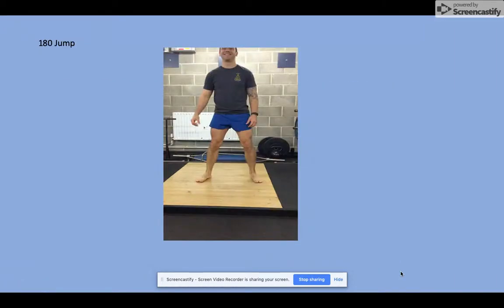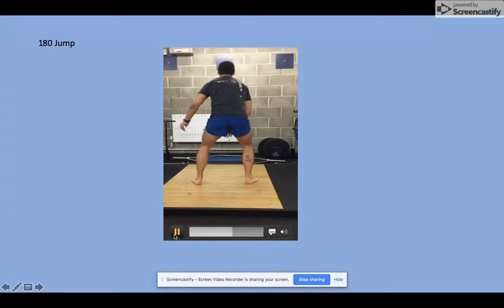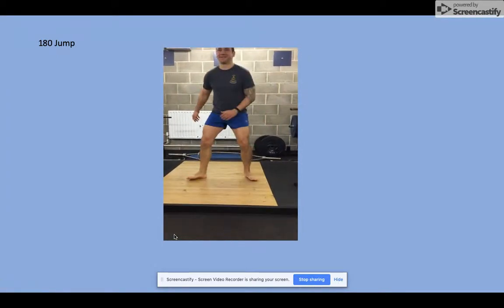The 180-degree jump teaches dynamic body and lower extremity control while the body is rotating in the transverse plane. It teaches the patient to recognise and control dangerous rotational forces that can improve body awareness and control that will reduce the risk of injury.